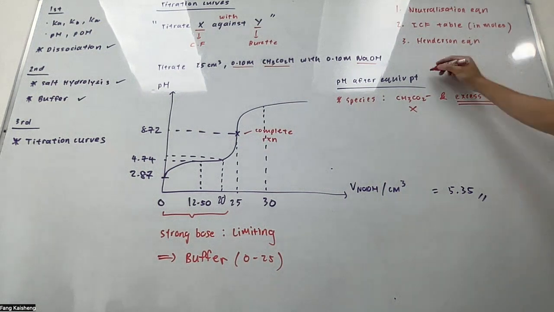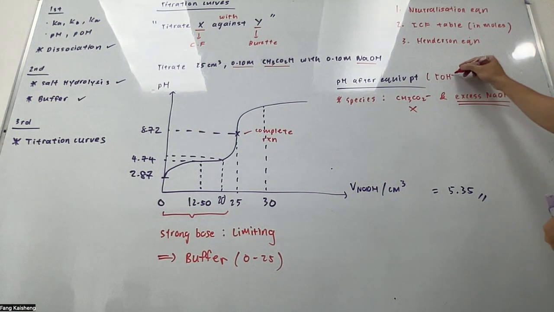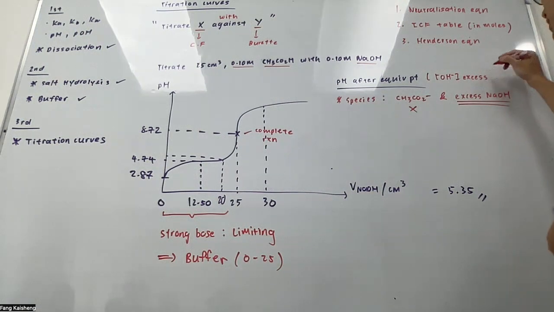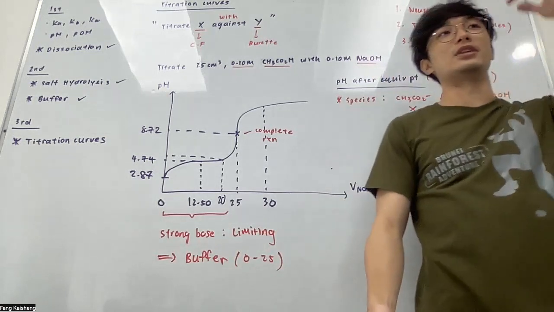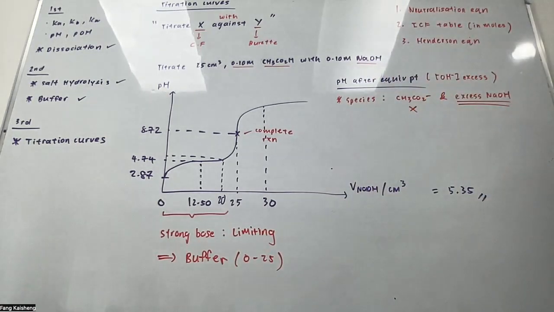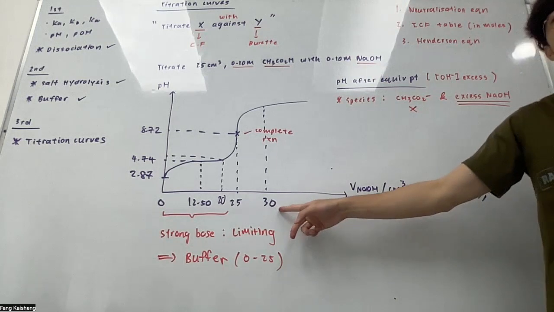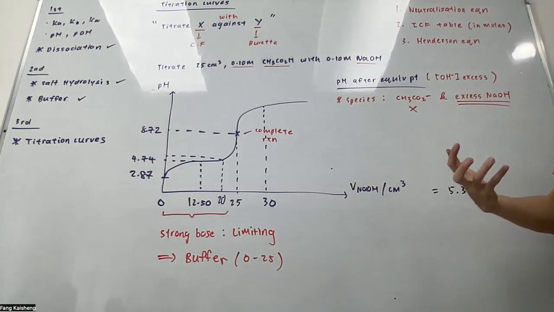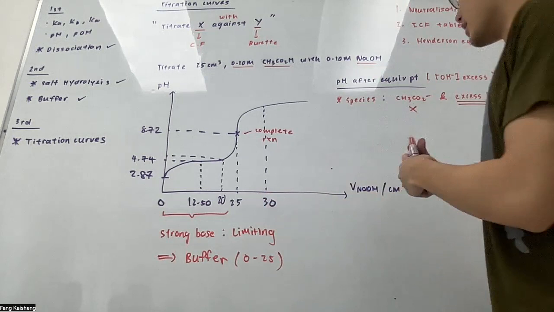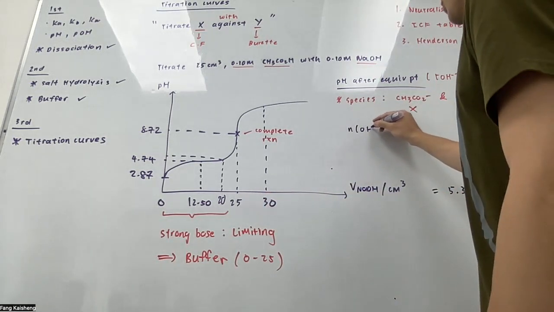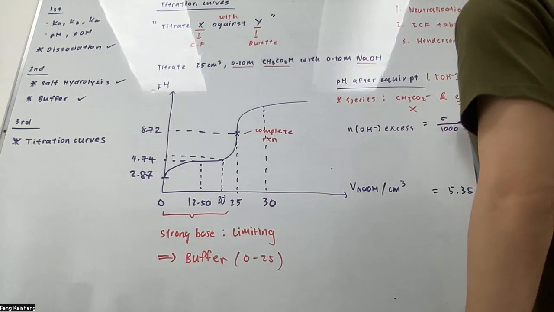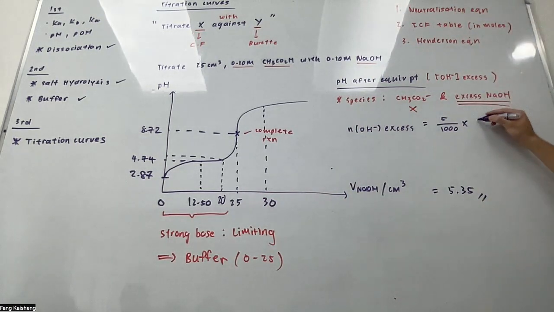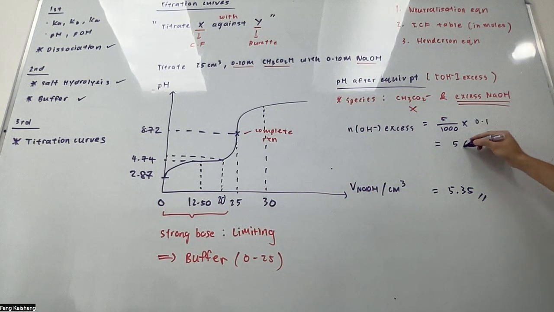Okay, there's no question type here. I want you to find the concentration of OH minus in excess. When you add 30 cm cubed of NaOH, how much of it is actually extra? It's just 5 extra, right? So I'm going to find the number of moles of OH minus in excess. It is 5 cm cubed, then you must multiply by its concentration. So it's 5 times 10 to the power minus 4 moles.